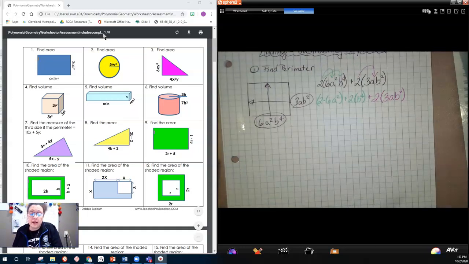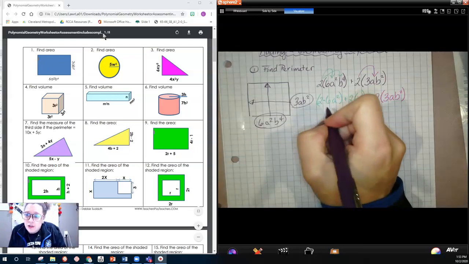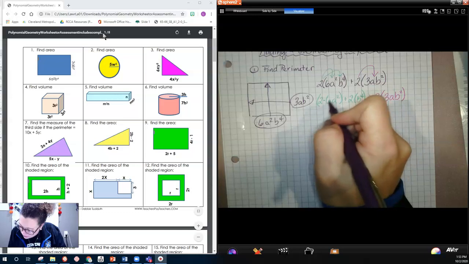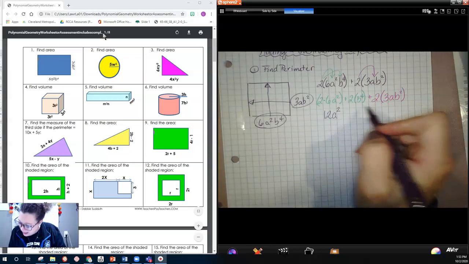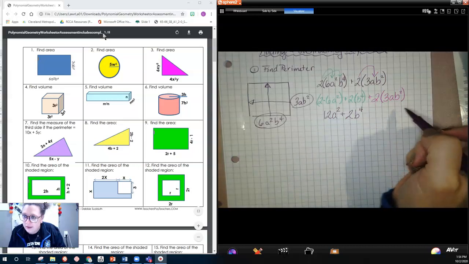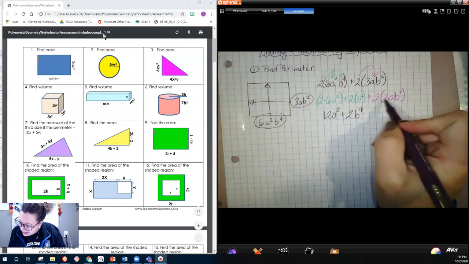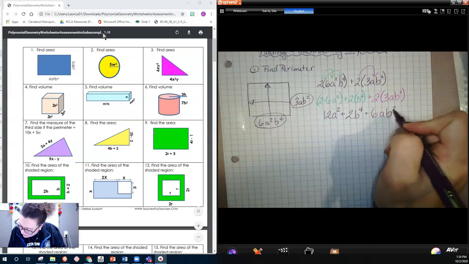I would rather just add. Then do that. Okay, but I don't think it's that bad. So 2 times 6a squared, so 2 times 6 is 12, a squared just remains, plus 2b to the fourth power, that remains, and then here this is going to be 6, and then we just have ab squared.